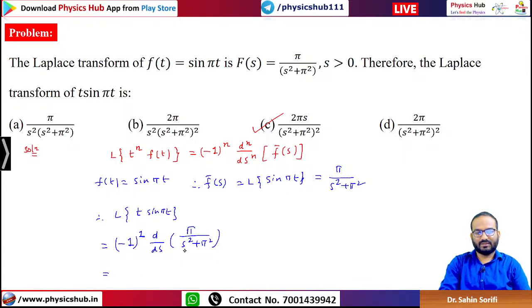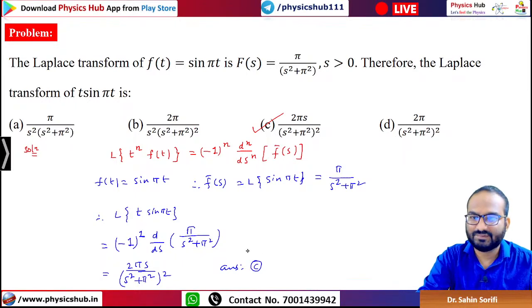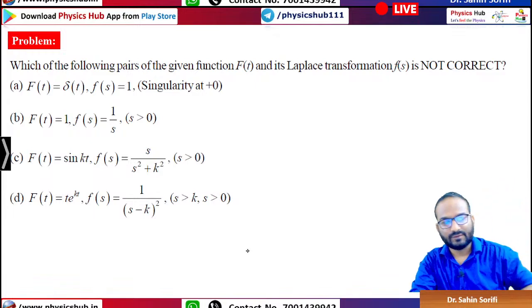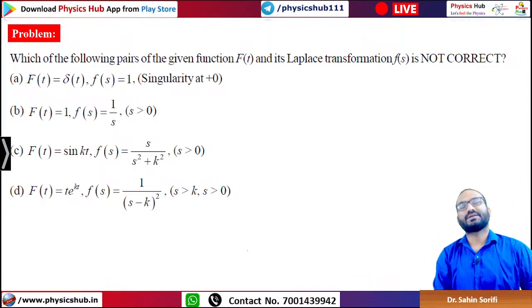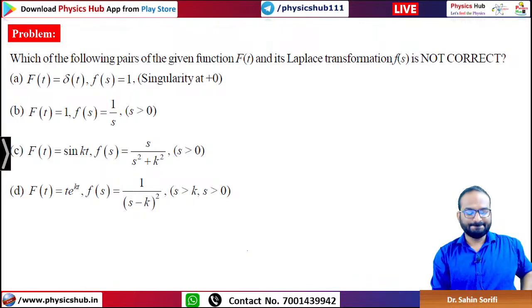So minus 1 will come from the differentiation, so 2 pi s by s square plus pi square, and from differentiation the square will be coming. So this is matching with option C. One last question, then we'll wrap up the session, and from the next day we'll start something else. I think on the next day we have to start complex, na?